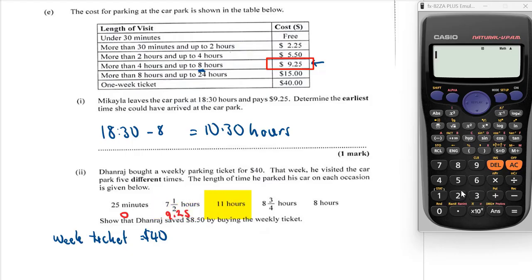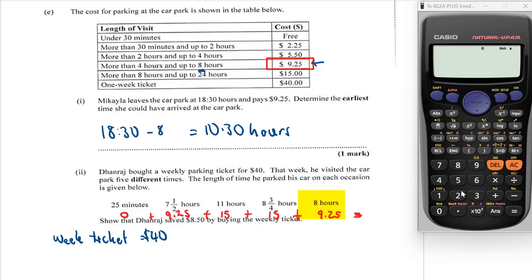What about 11 hours? So for 11 hours, he would be in this category right here. So it's $15. 8.75 hours would be in the same category as 11 hours. So he would pay $15. 8 hours. So if he spent 8 hours, he would pay $9.25.